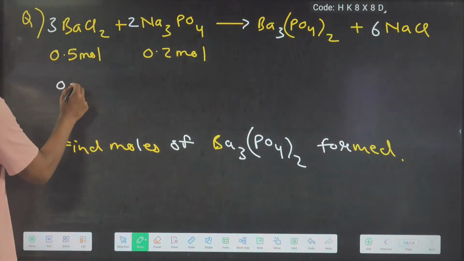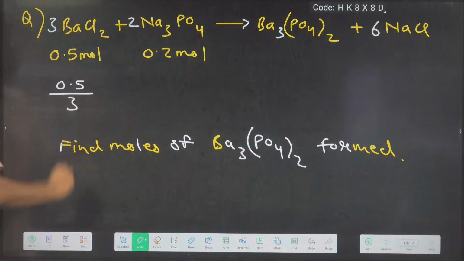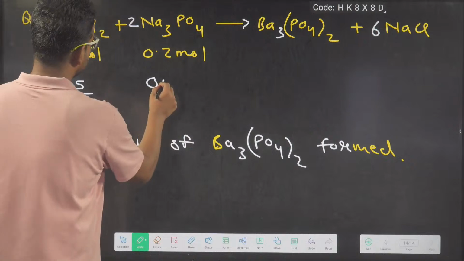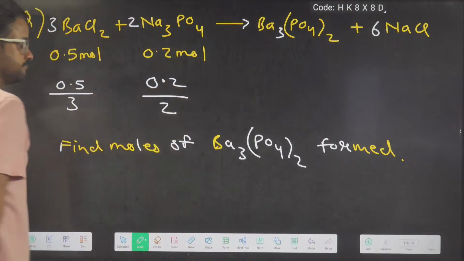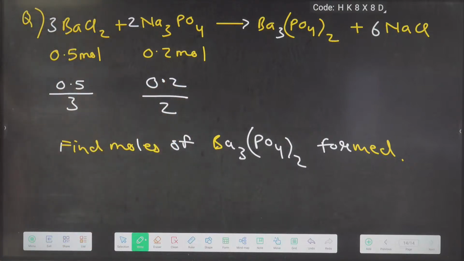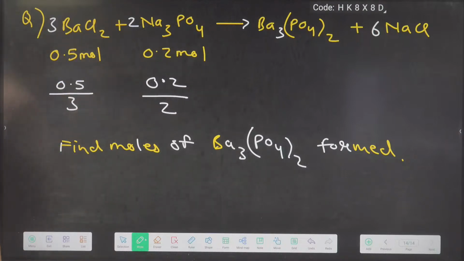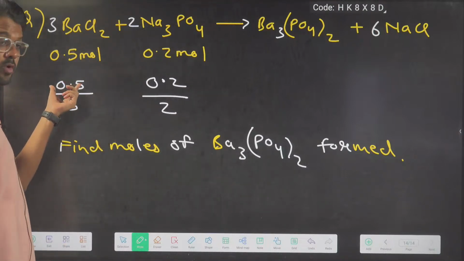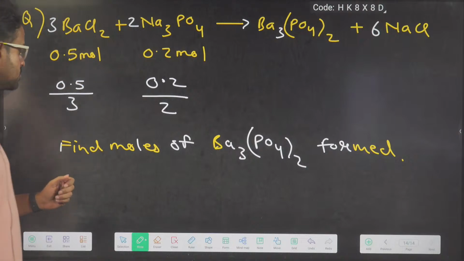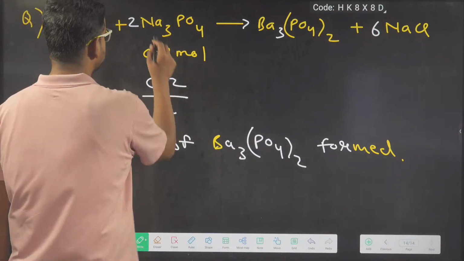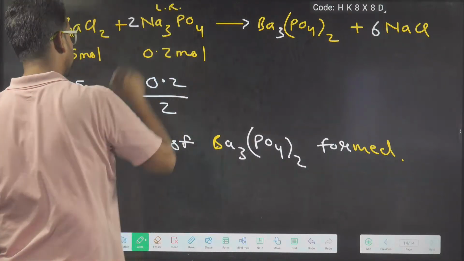So 0.5 upon 3, and 0.2 upon 2. So clearly this is smaller. So this will be more than 0.1, no? So this is the limiting reagent. I am writing it over here, limiting reagent.